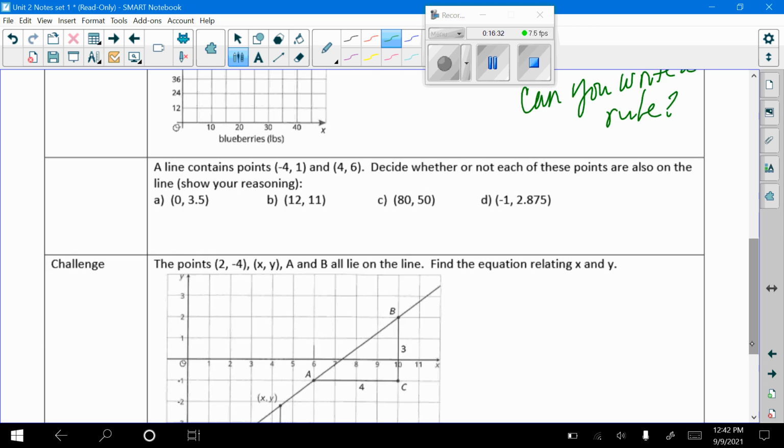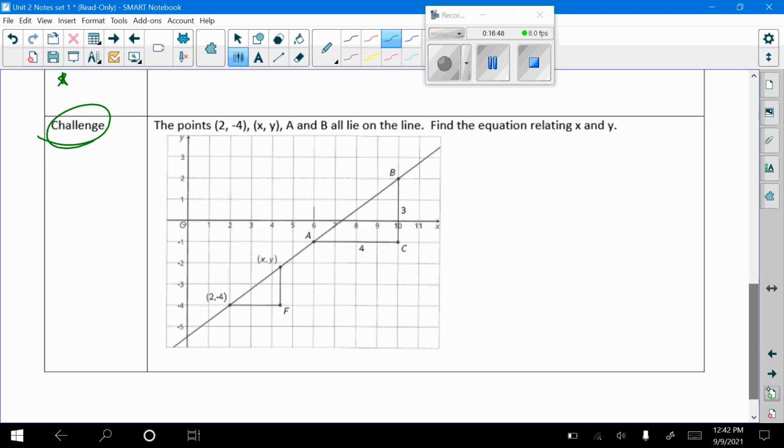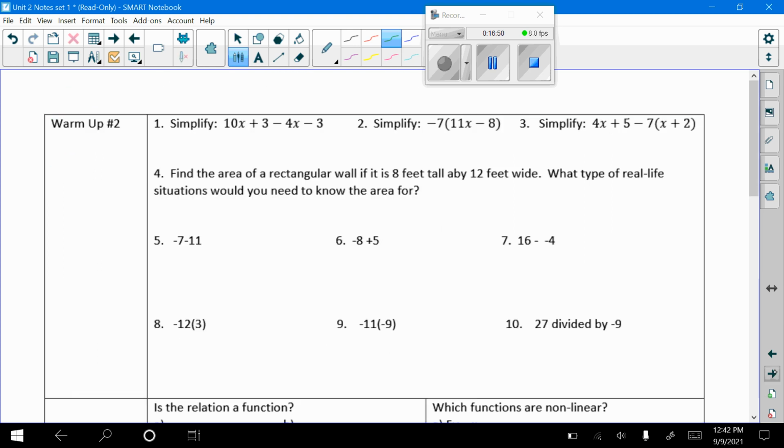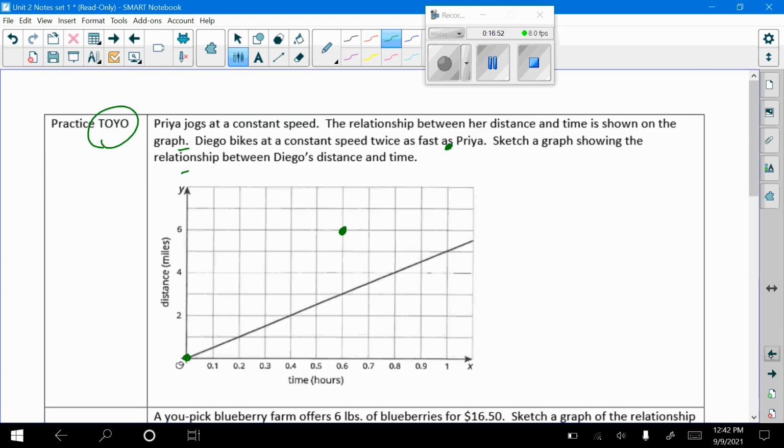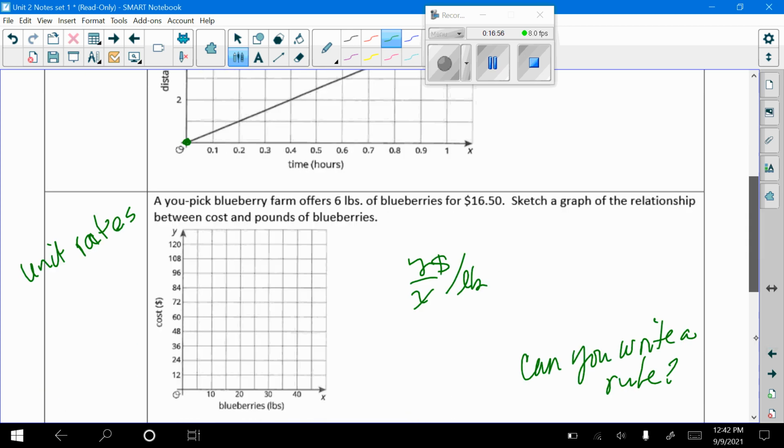And then a line contains these 2 points. Decide whether or not each of these points is also on the line. Show your reasoning. I just want to see what you're thinking on this. And this is a challenge. I want to see how well you do. So at this point, this is all I'm requiring you to do, for Monday. So at this point, you're going to be finished.